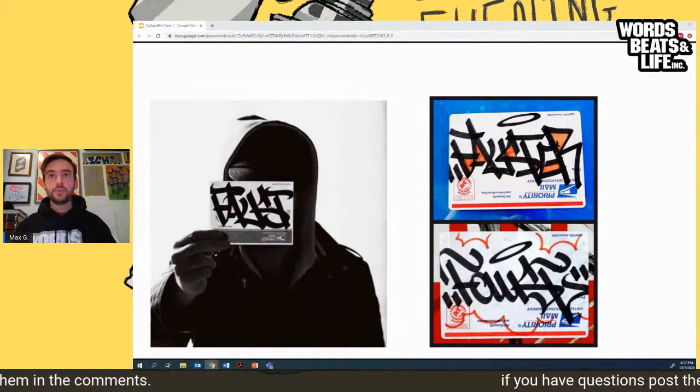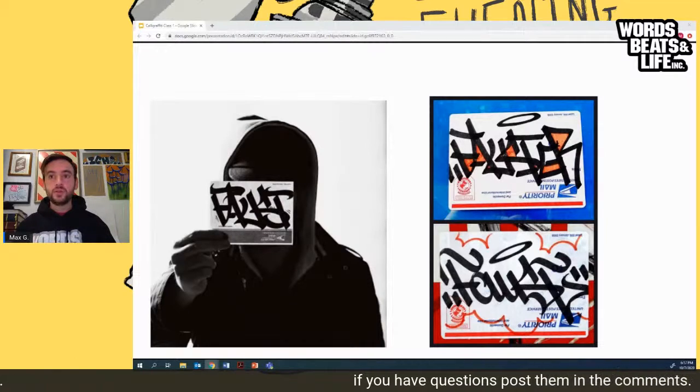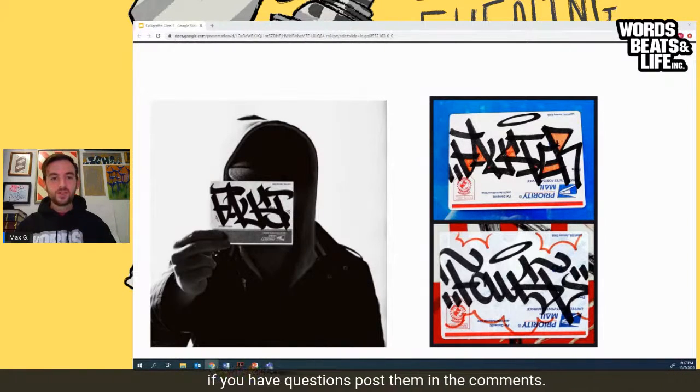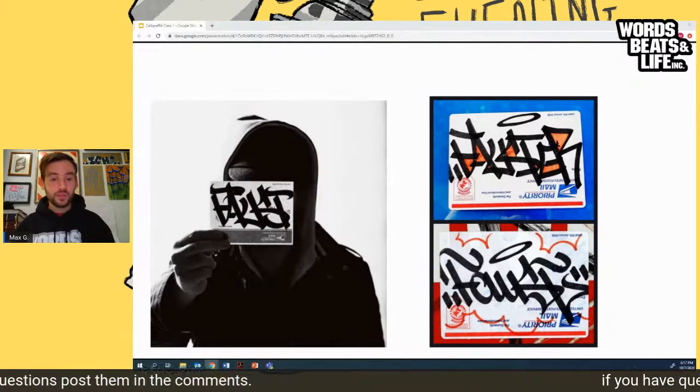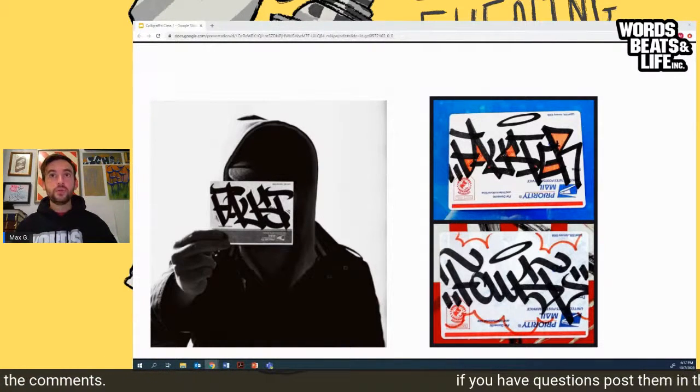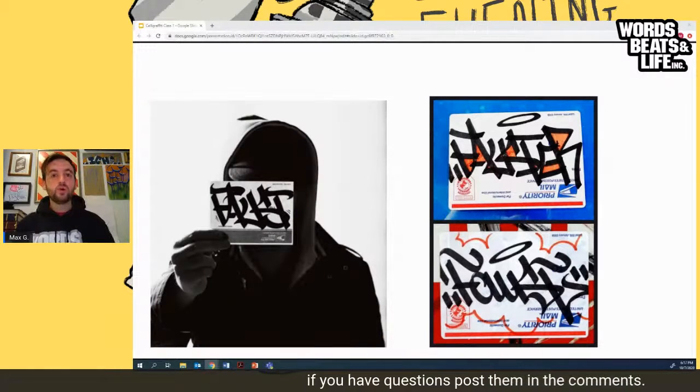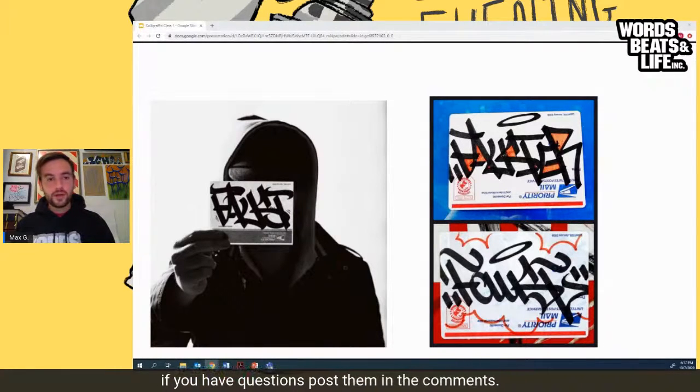I'm showing you these examples because, once again, you can see that these are United States mail stickers. So they're using a tool for a use that it was not originally intended. And I also show this because Faust is probably one of my favorite graffiti writers.